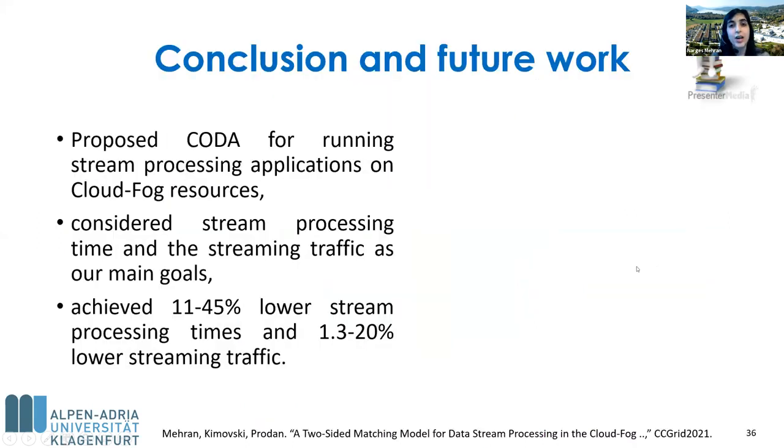Okay, at the end, I would like to say that in this presentation, I talked about our proposal, CODA, a method for running stream processing applications on cloud and fog resources. We considered the goal of lowering the stream processing time, and on the resource side, the streaming traffic, and we achieved up to 45% lower stream processing time and up to 20% lower streaming traffic.